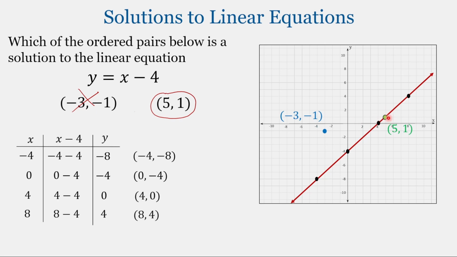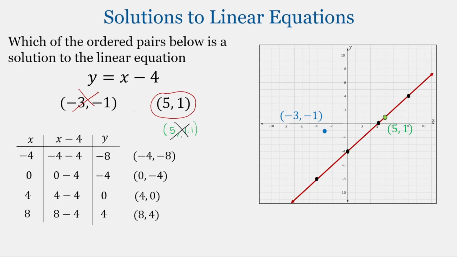But appearances can be deceiving, particularly if we're not using some type of software to do our graphs. If we're just using paper and pencil, or in this case simply drawing on PowerPoint, our graph may lead us to the wrong conclusion. If instead of the ordered pair 5, 1, we had 5, 1.1, when I graph this point, it's also going to appear to be on the line and be a solution to this linear equation, when in reality it is not.